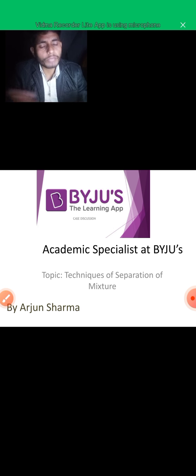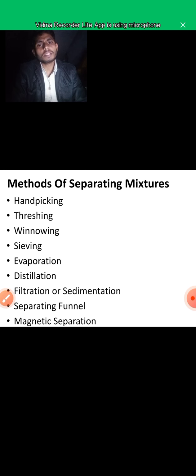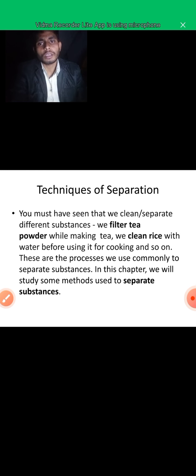I am presenting a topic to evaluate the techniques of separation of a mixture of particles of different shapes. But there are many types of separation: handpicking, threshing, winnowing, sieving, evaporation, distillation, filtration, sedimentation, separating funnel and magnetic separation. But first, the techniques of separation.